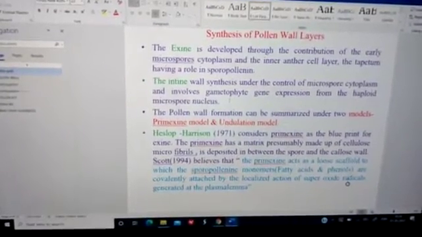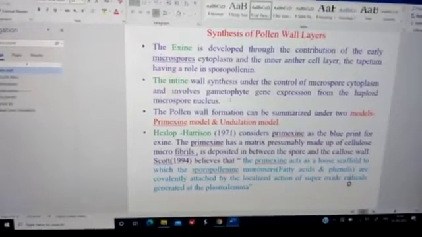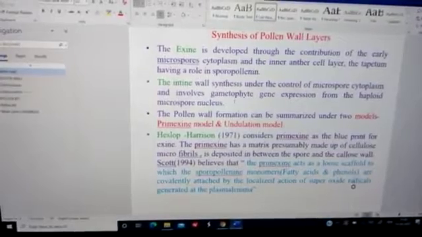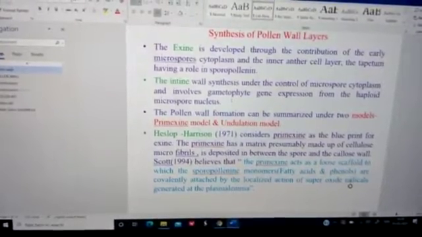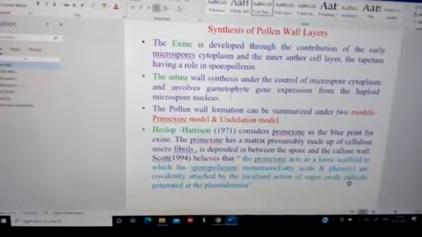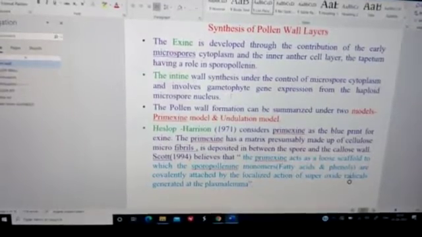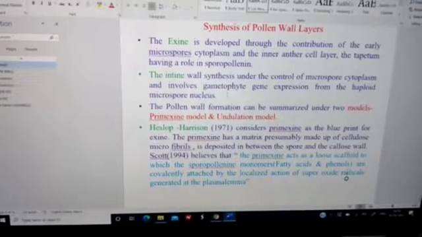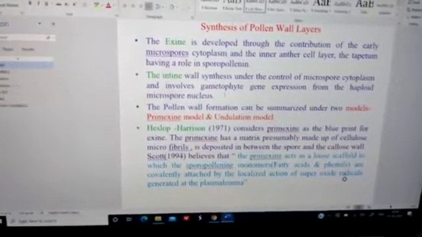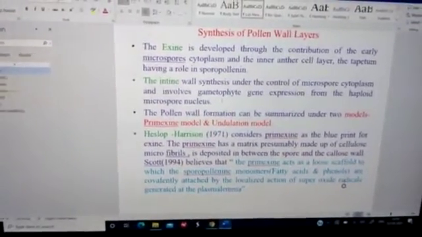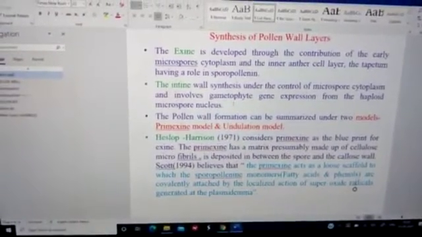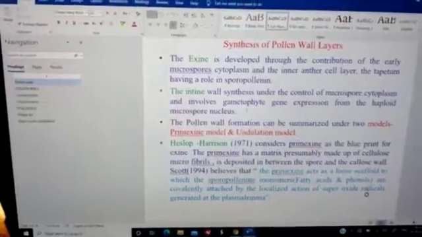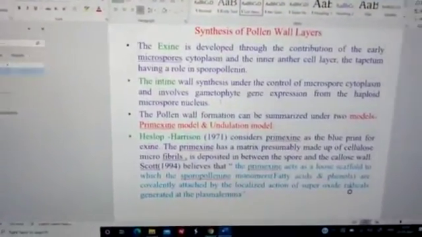It is deposited between the spore and the callose wall because when the microspores are formed, they are formed as a tetrad, and the whole tetrad is embedded in a common callosic wall. Before they get separated from each other, they are present within a common wall. Only after the wall formation are they separated. So when it is inside the callosic wall, this material starts depositing in the space between the callose wall and the spore.